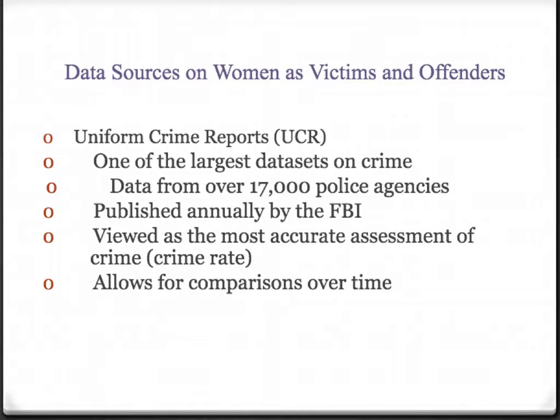The Uniform Crime Report, or the UCR, is the best known and largest data set on crime that we have. It has data from over 17,000 police agencies across the United States, and it's published annually by the FBI. It's completely voluntary for police departments to collect their data, and then they send it to the FBI, who then compiles it and runs all the numbers. It's viewed as the most accurate assessment of the crime rate, so it's as complete as we have. And it allows for comparisons over time because it's been collected since the early 70s.